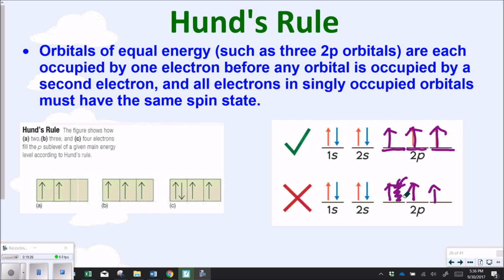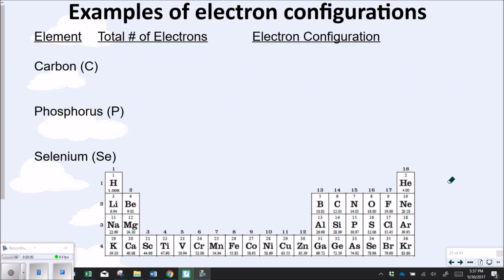So let's take a look at how we fill 2, 3, and 4 electrons in a p sublevel. If we have 2 electrons, they go in singly, one and then the other, in the same spin state. Then we have 3 electrons, again they go up one by one, singly, same spin state. If we have 4, we would go 1, 2, 3, and then we can double up in the opposite spin state. Now let's draw some electron configurations.